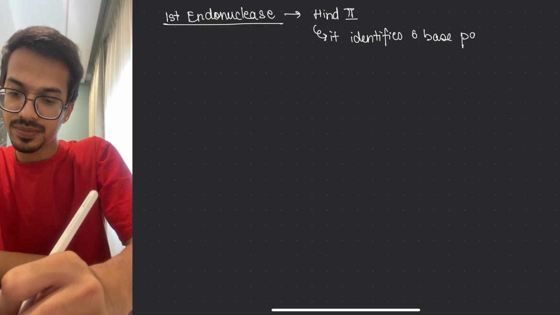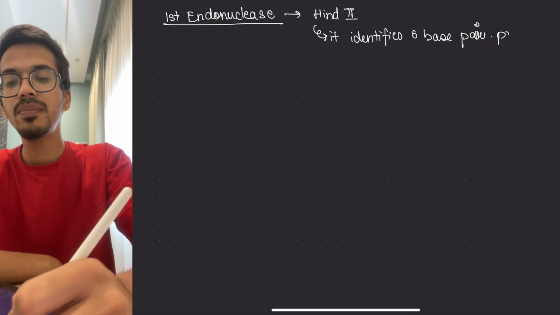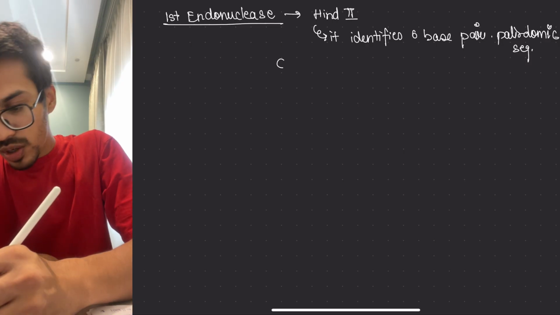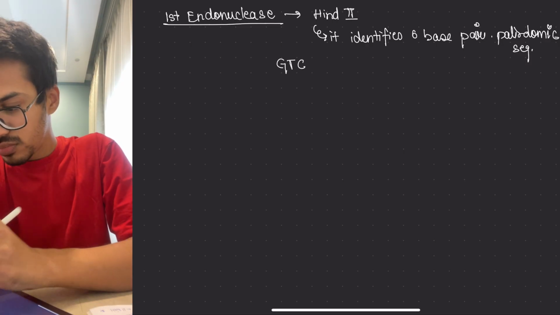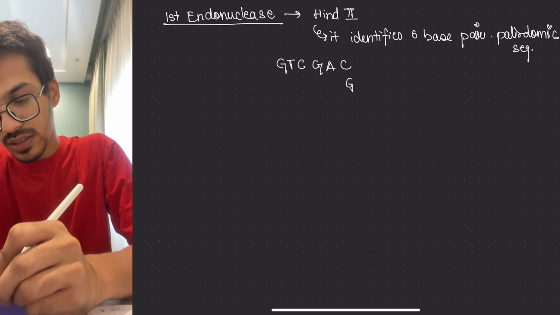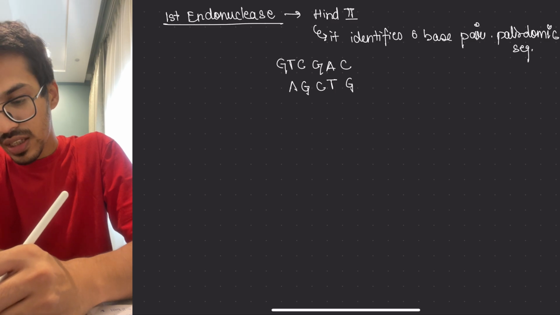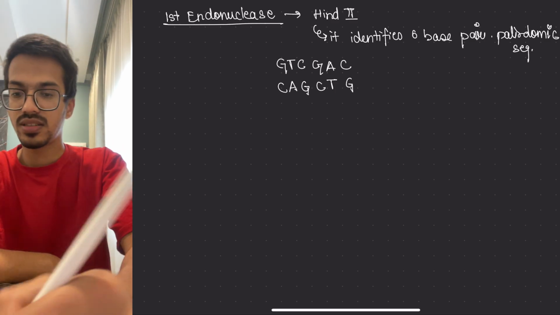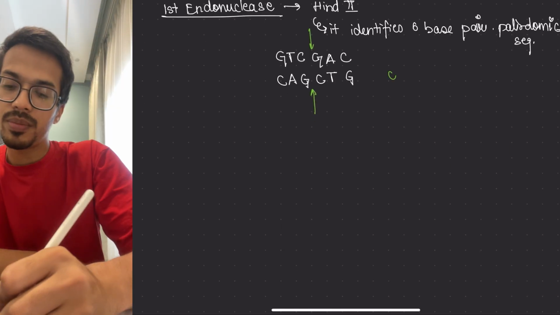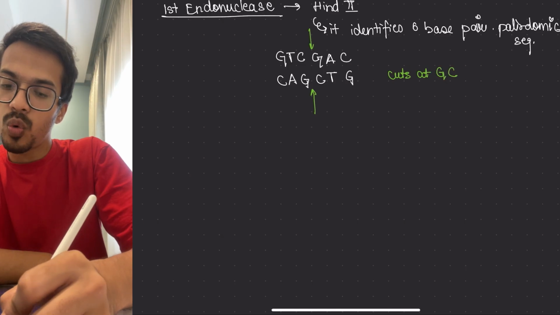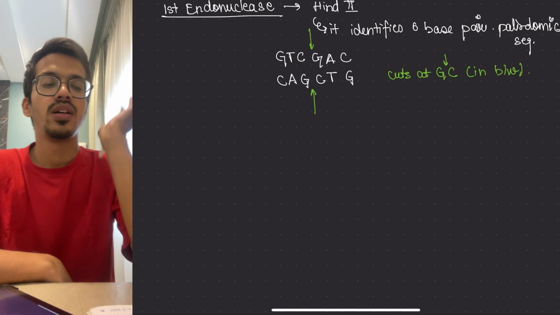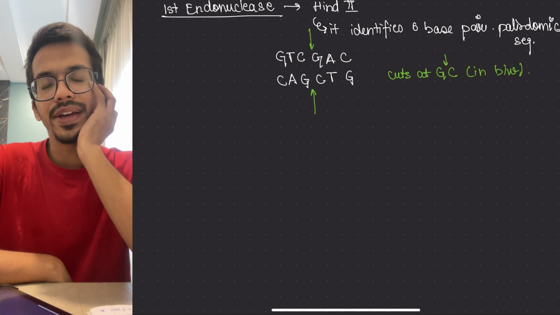a 6 base pair palindromic sequence, GTCGAC. So where does it cut? It cuts between the G and C, guanine and cytosine, so you have to remember that. We will learn what is happening over here.